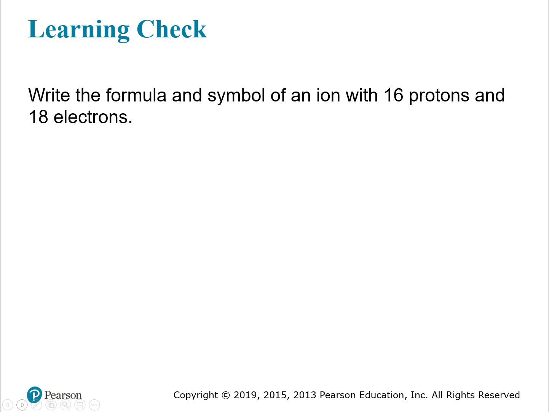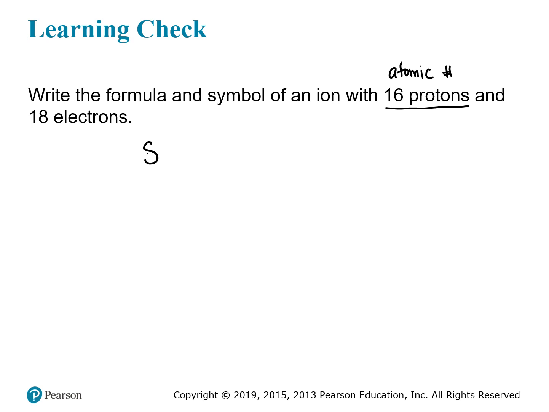I'm going to go through this learning check for you. We have to write the formula of an ion that has 16 protons and 18 electrons. Before you can write the formula, you have to know what element you're talking about. And 16 protons tells us the atomic number. So you look at your periodic table and you'll find that sulfur has 16 protons.